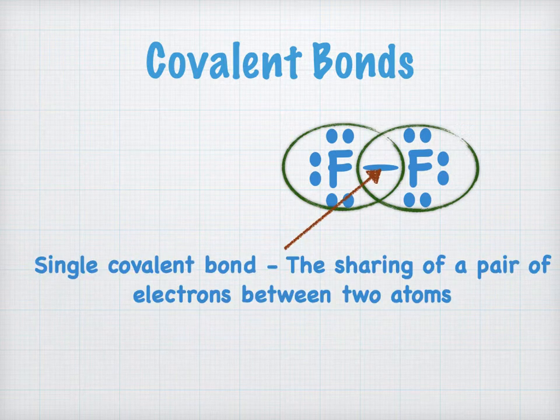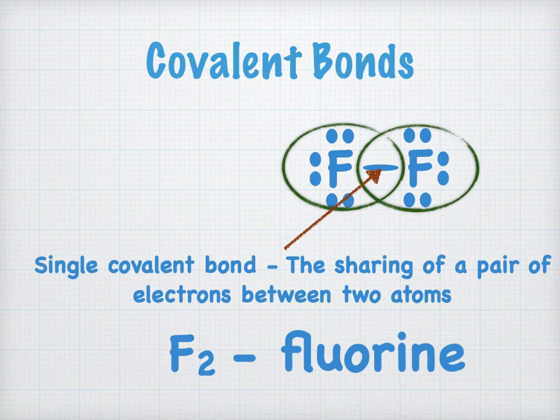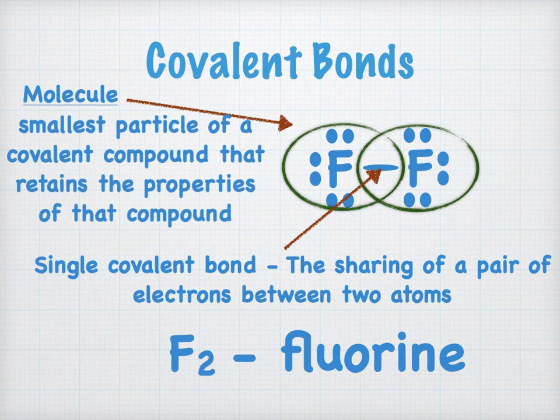And we refer to this as a single covalent bond, or the sharing of a pair of electrons between two atoms. The formula here is going to be F2, and the name of this thing is just fluorine. Whenever fluorine is by itself, it always comes diatomic. There will always be 2 fluorines involved. The structure here, or the formula F2, we refer to as a molecule. A molecule is the smallest particle of a covalent compound that retains the properties of that compound. So a molecule is the representative particle of a covalent compound.